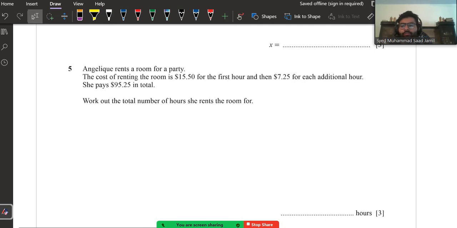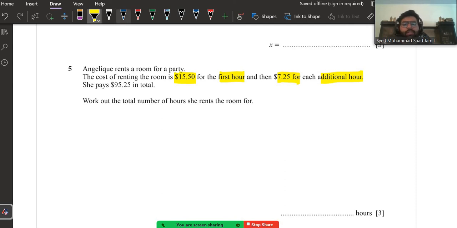Question number 5. Angelique Q rents a room for a party. The cost of renting the room is $15.5 for the first hour and then $7.25 for each additional hour. Acha, to make your lives easier, which is already too miserable to begin with, just kidding. Just highlight these things. Additional hour, first hour. She pays 95.25 in total. Work out the total number of hours she rented the room.